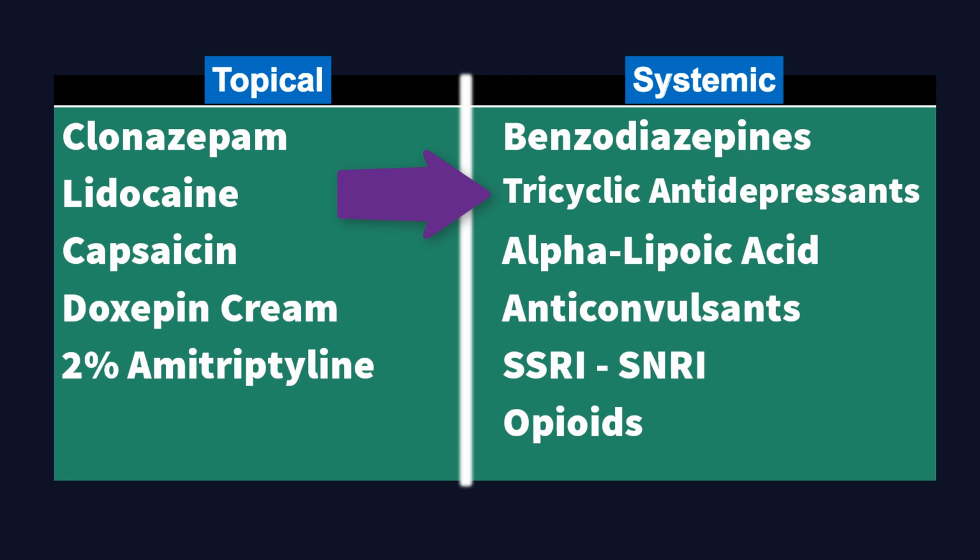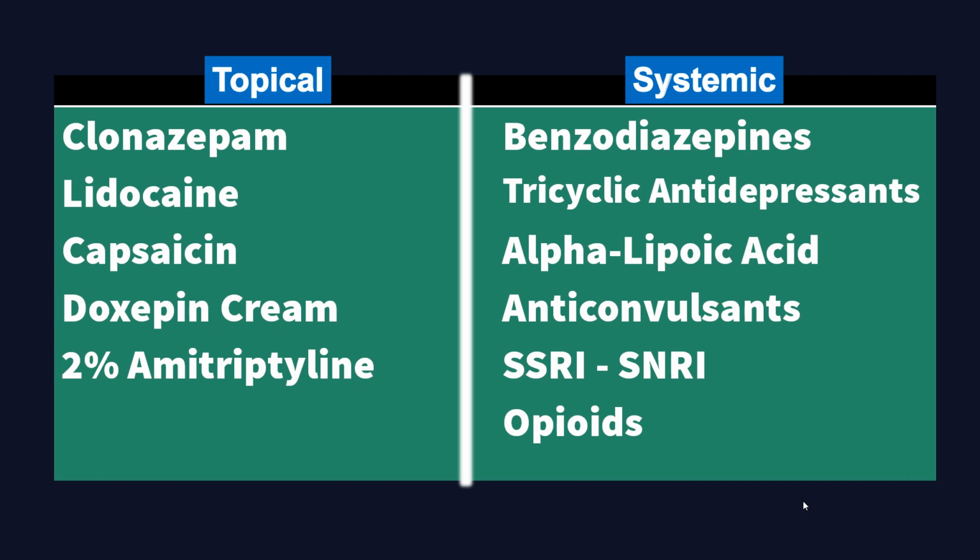Now, the list of systemic agents involves benzodiazepines like clonazepam, which can be used systemically as well, and tricyclic antidepressants like amitriptyline, which in fact is the most effective TCA for primary BMS. Also in the list is alpha lipoic acid, which has neuroprotective properties and is an antioxidant. Anticonvulsants such as gabapentin, either used alone or in combination with other agents. Some serotonin reuptake inhibitors and serotonin norepinephrine reuptake inhibitors can also be very useful. Finally, on the list are opioids, which are very rarely used in the management of BMS patients.